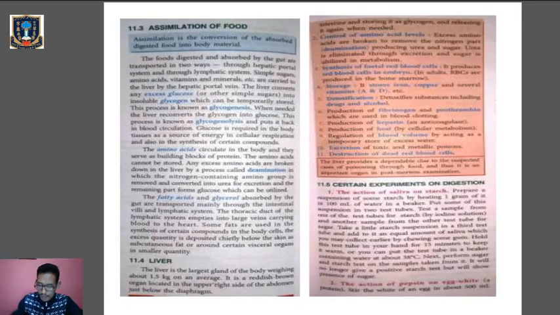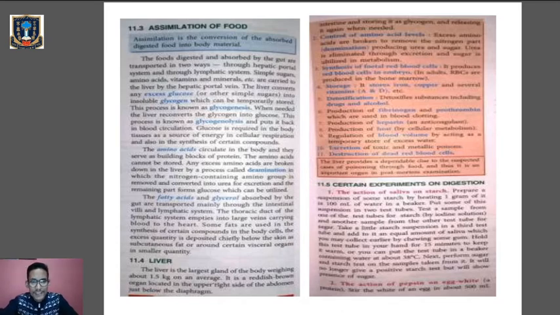Clear? Next, we'll talk about the assimilation of food. Assimilation means the conversion of the absorbed digested food into body materials. So we have digestion, we have absorption, and after the absorption of food materials, they have to be utilized in the body cells, which is called assimilation.